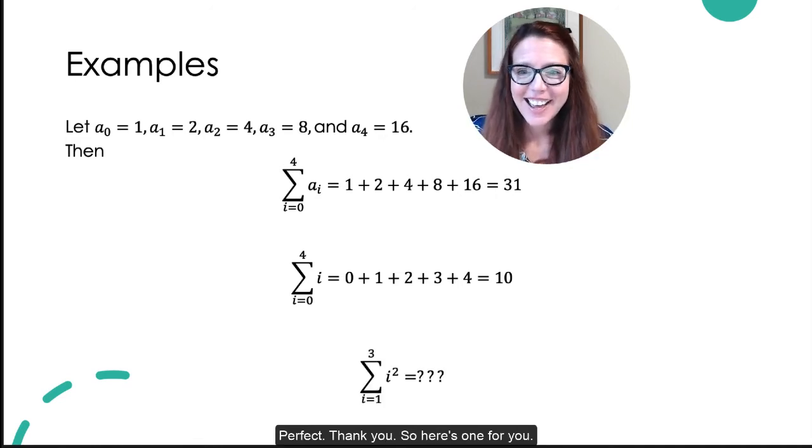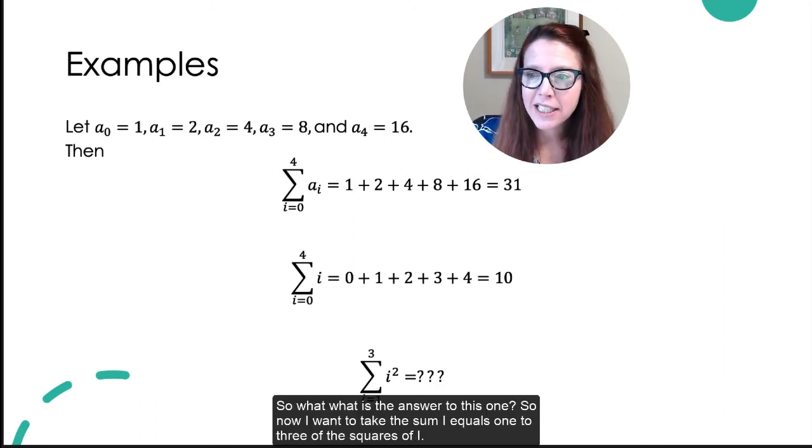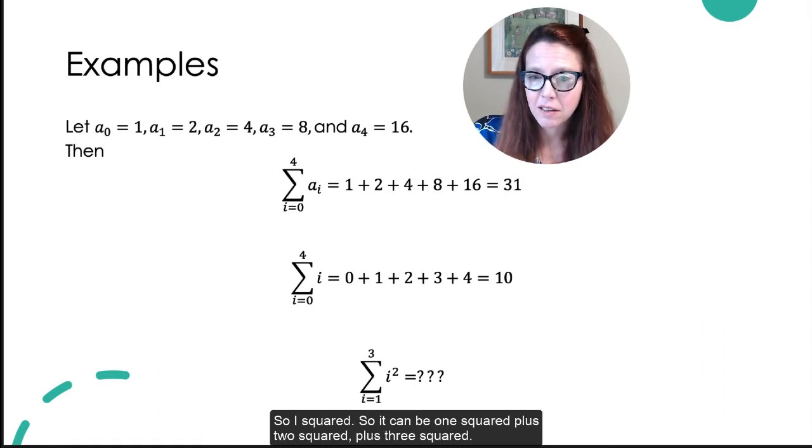So here's one for you. What is the answer to this one? Now I want to take the sum of i equals 1 to 3 of the squares of i. So i squared. So it's going to be 1 squared plus 2 squared plus 3 squared.